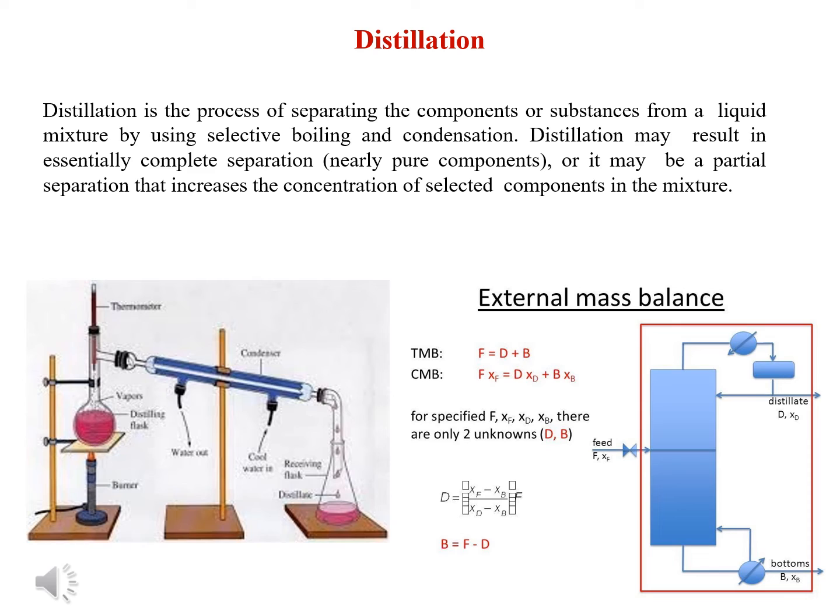The amount of component A present in the bottom product is expressed as B into XB. B is the overall quantity of bottom product and XB is the mole fraction of component A in the bottom product.